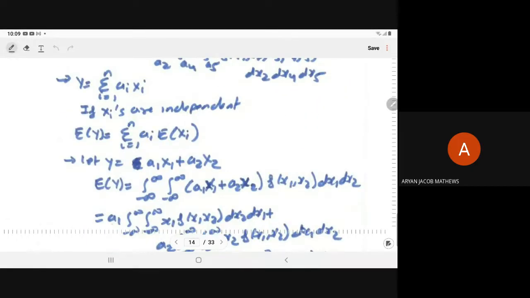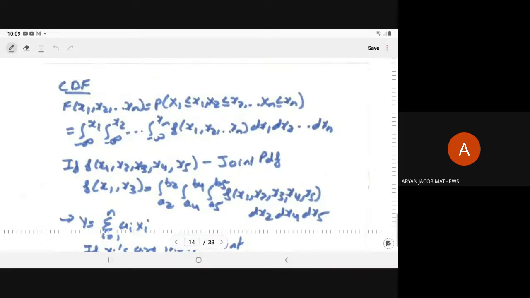From here, you know, in the univariate case we have two important functions, PDF and CDF. For a higher dimensional random variable we also have the same type of functions. So now the CDF, which we denote by capital F: F of x1, x2, xn.